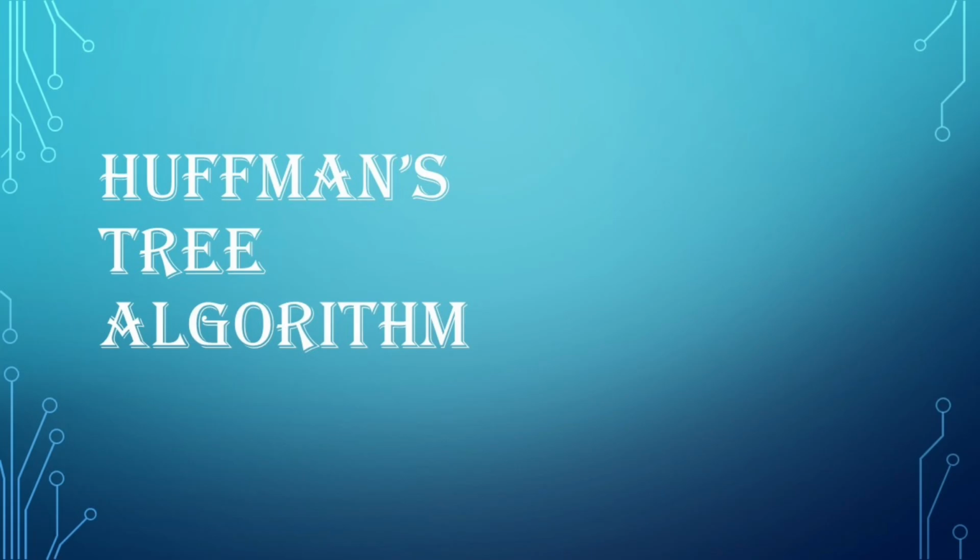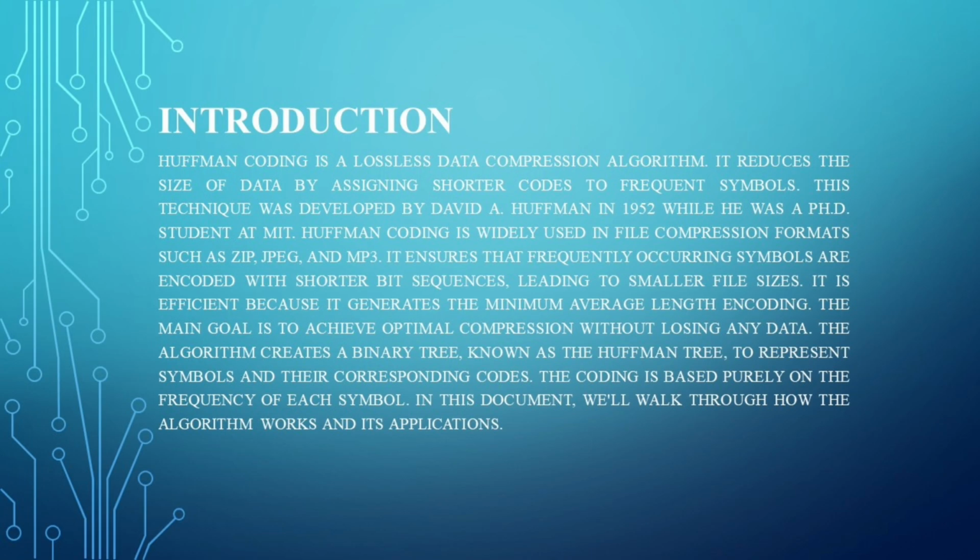Hi, in this video we are going to see about Huffman tree. Huffman coding is a lossless data compression algorithm. It reduces the size of data by assigning shorter codes to frequent symbols. This technique was developed by David A. Huffman in 1952 while he was a PhD student at MIT.